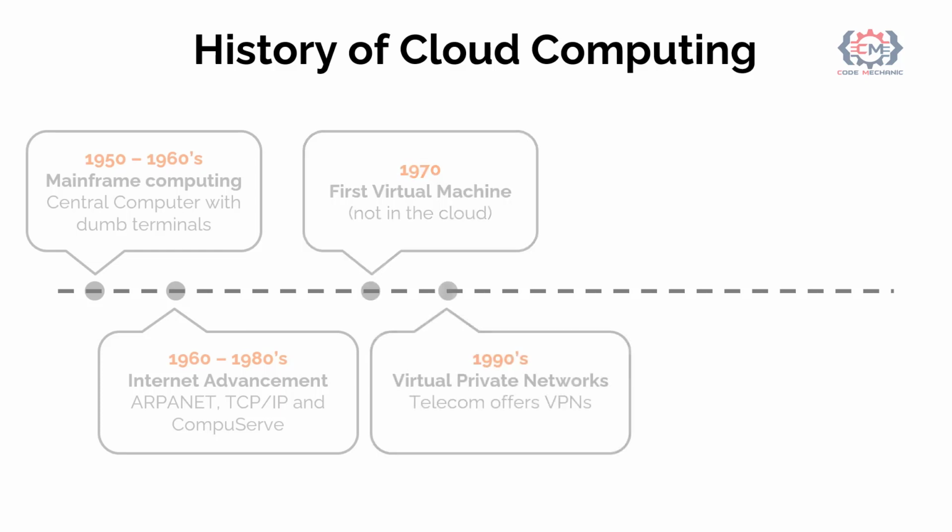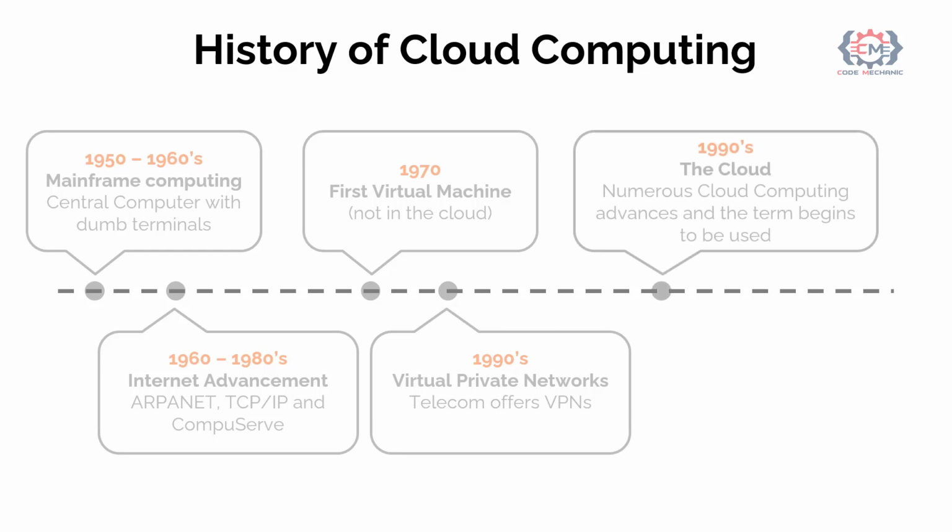Another important advancement was in the 1990s when virtual private networks became available through telecom providers. A virtual private network or a VPN is a secure tunnel or connection through the public internet, essentially virtualizing a network and making it secure so that one computer could talk to another computer without other computers being able to see the traffic, and VPNs are heavily used in cloud computing still today.